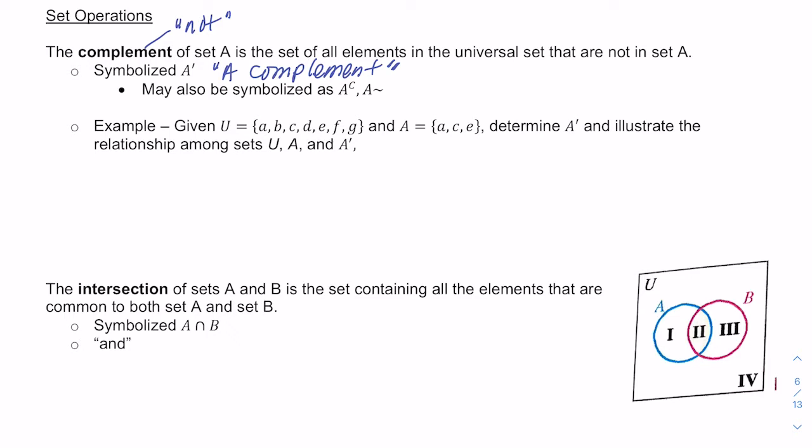So in our example, as I said, we have the universal set A, B, C, D, E, F, G. And from the universal set, we're taking set A, which is A, C, and E. So we want to determine A complement and then also illustrate the relationship among those three sets, U, A, and A complement. So if A is the letters A, C, and E, to find A complement, it's just all of the letters not including A, C, and E. So if I go to my universal set, I don't want to use A, C, or E. So my A complement would just be B, D, F, and G.